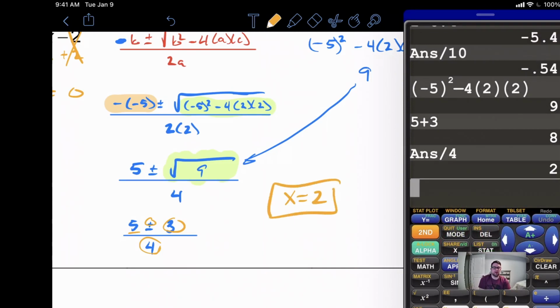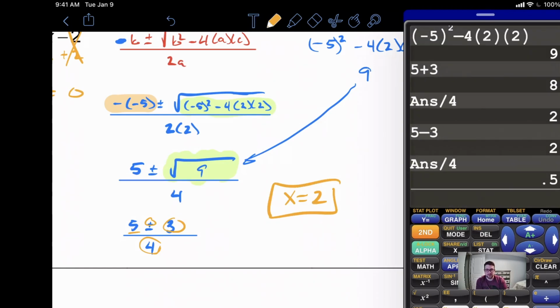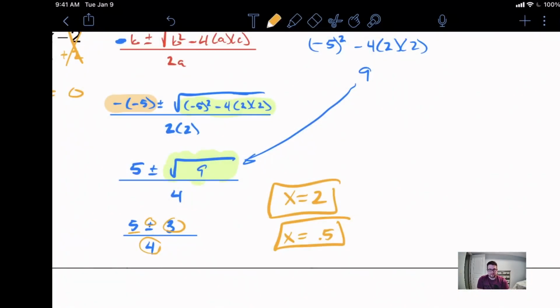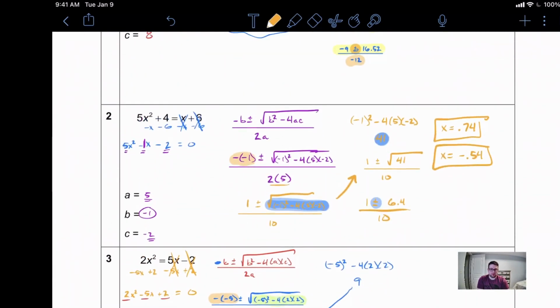Our other one is when we do the minus. So 5 minus 3 is going to give us 2. 2 divided by 4 gives us 0.5. So x is equal to 0.5, or you could have said 1/2, because I know you know 0.5 is also 1/2. And that's really it. That is how we go through and do the quadratic formula.